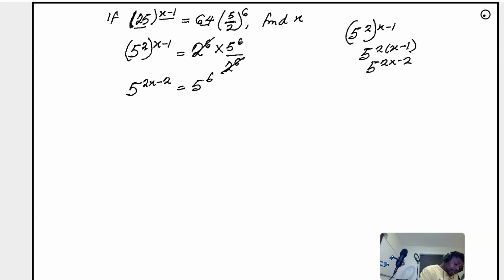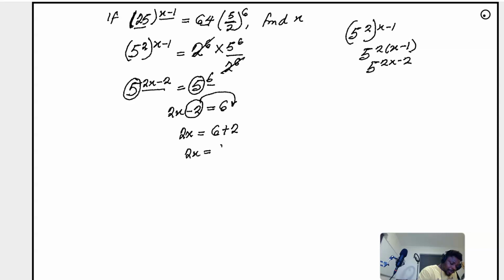So these are the exponential equation, right? The base here on the left hand side is equal to the base here on the right hand side. That means the powers are equal. So 2x minus 2 is equal to 6. I can take this minus 2 to this side because it's not having x. So 2x is equal to 6 plus 2. So 2x is equal to 8. I'm looking for x. I will divide both sides by what is beside x, which is 2. Cancel, cancel. So x is equal to, how many 2 can you get in 8? 4.